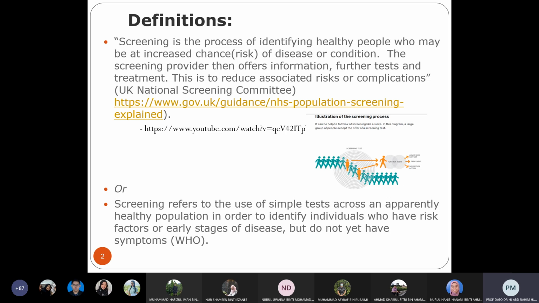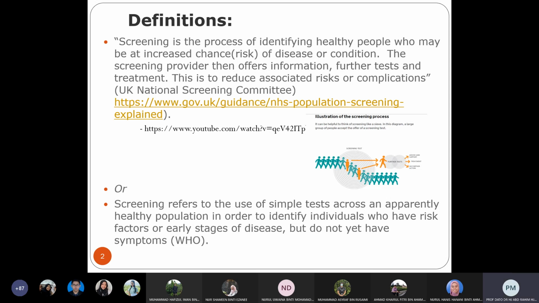Why some people do not do screening. Normally we will do the further test at the clinic to verify that the screening that we have done is right or wrong. So we'll see the implication, what if it is right, false negative, false positive. This is to reduce associated risks or complication.